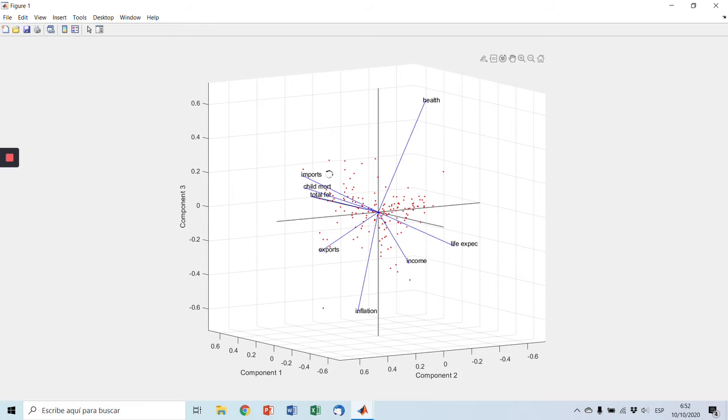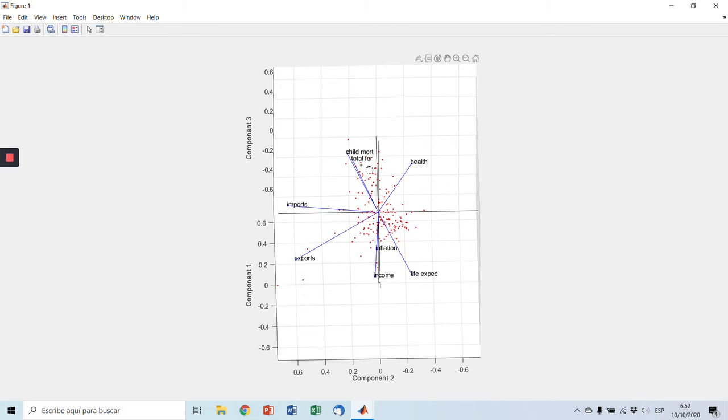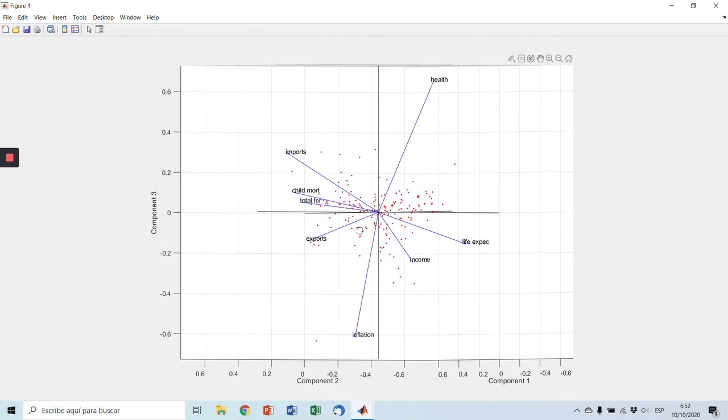So imports and exports, we can understand they are related. Child mortality and total fertility with income and life expectancy, they are also very much related. The relationship between health and inflation, it is not so clear. You may find a reason for that, but remind that we are projecting input variables onto a three-dimensional space, when the PCA was 8-dimensional. So that means that we might be overinterpreting again.